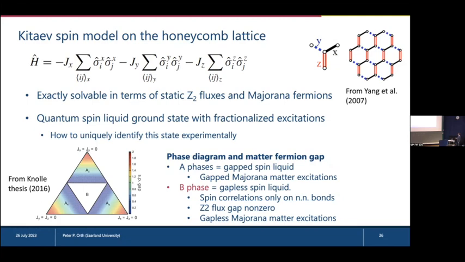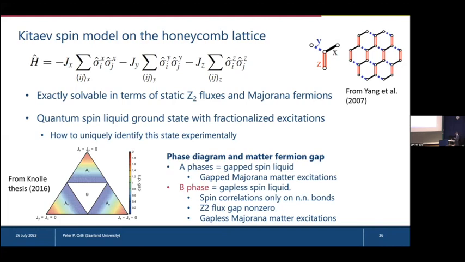The spin correlations are only on the nearest neighbors, very short range, and there's a flux gap and gapless Majorana matter excitations. So now, there are also material candidates for these magnets, but they always show additional interactions, which are hard to deal with in theory. So for this work, we started with just the pure Kitaev model.